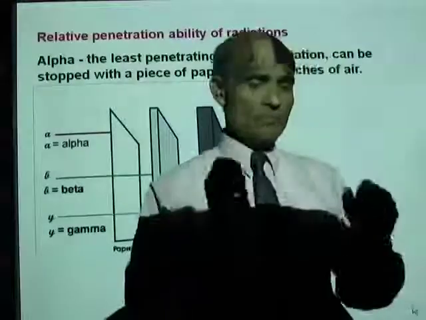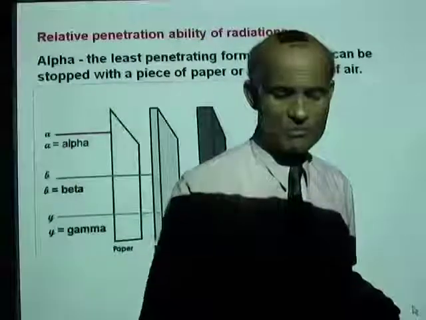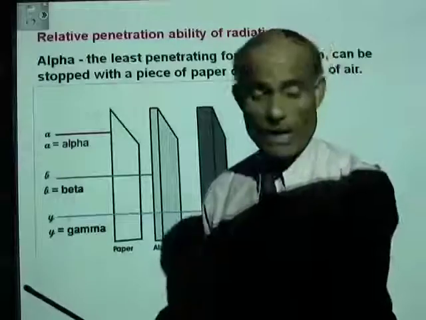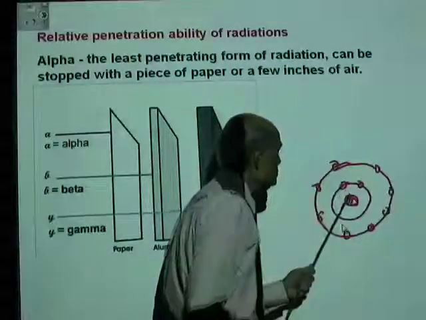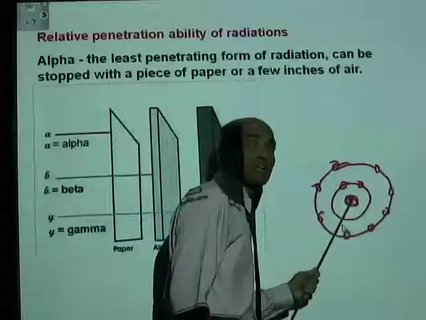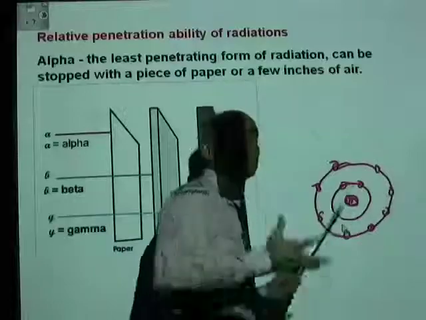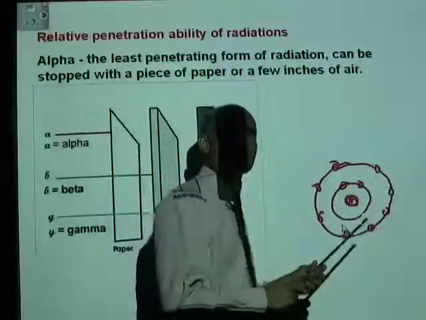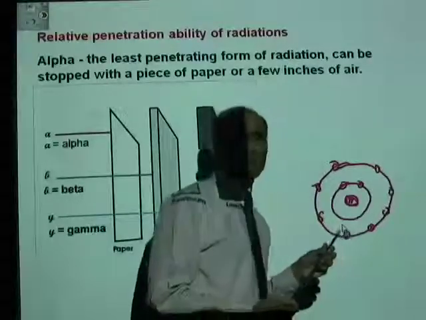Now, let me see if I can draw a small picture of the atom on the board before I explain. Well, the picture of the atom we have now is that you have a nucleus that is positively charged and electrons in shells or subshells in a region surrounding the nucleus. Now, this is a neutral atom.